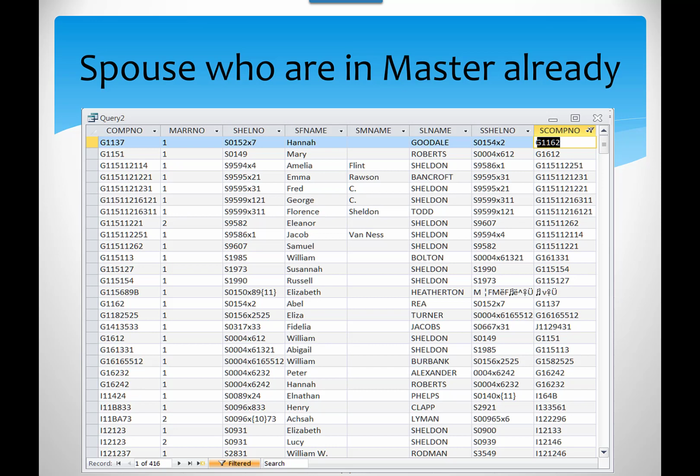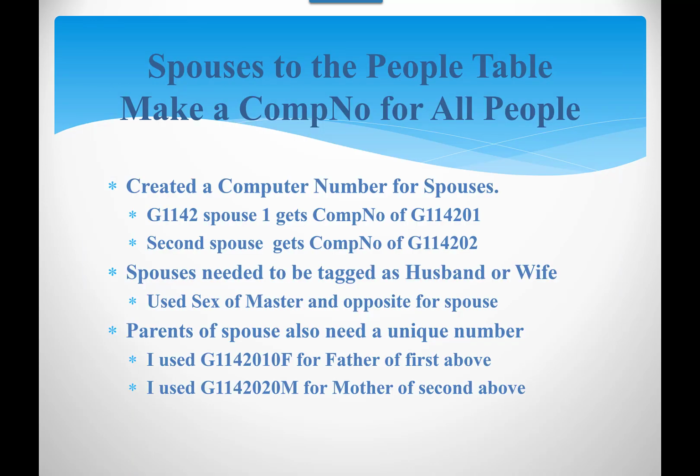This was a problem. New idea. About three-quarters of the way through this problem, I decided I would give all spouses a number with a 0 in it. 0 had not been used in the database before. The first spouse would get a 01 after the computer number of their spouse that had the Sheldon number and the computer number. And after the second spouse, I'd put a 02.